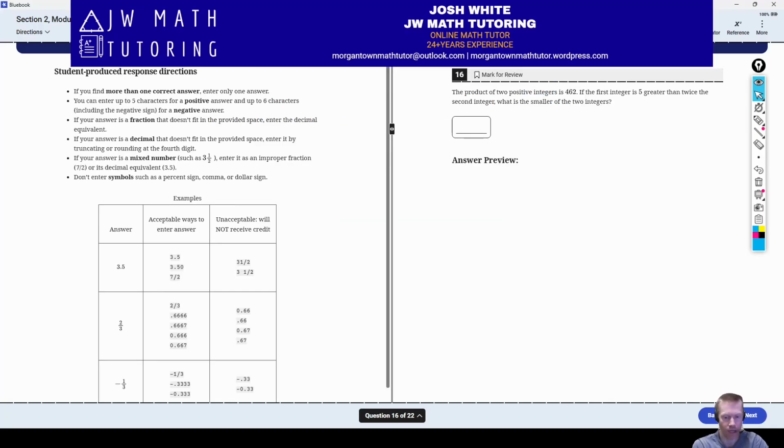All right, next up, we have a word problem. So basically, the problem is going to set up like this. You have these two positive integers, x times y, let's say, being multiplied to equal 462. The first integer, x, we'll say, is 5 greater than twice the second integer. What is the smaller of the two integers?